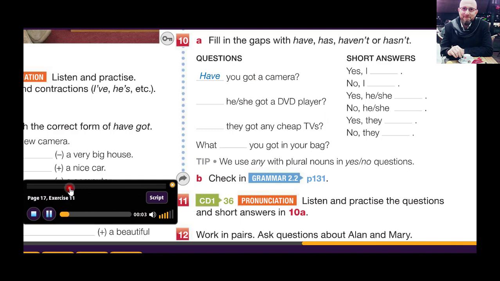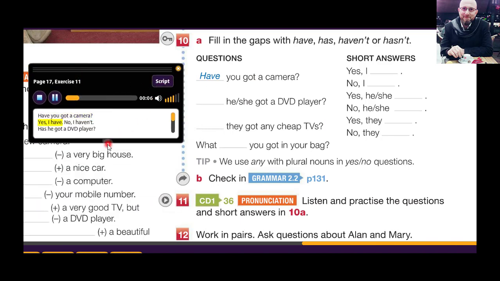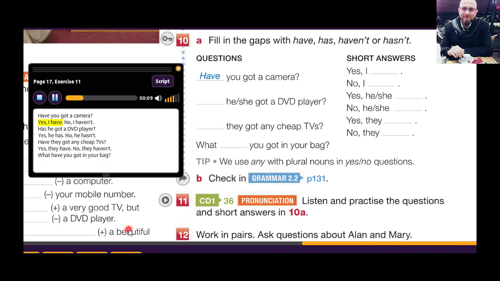Have you got a camera? Yes, I have. No, I haven't. Has he got a DVD player? Yes, he has. No, he hasn't. Have they got any cheap TVs? Yes, they have. No, they haven't. What have you got in your bag?